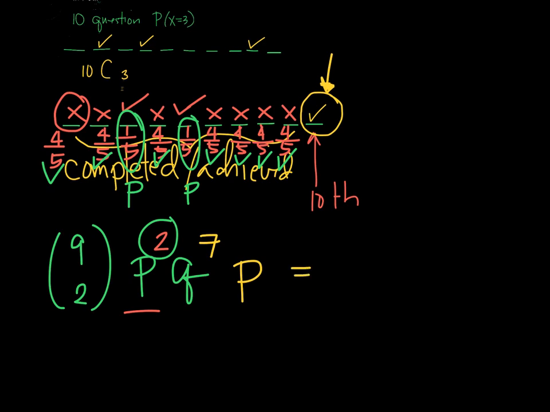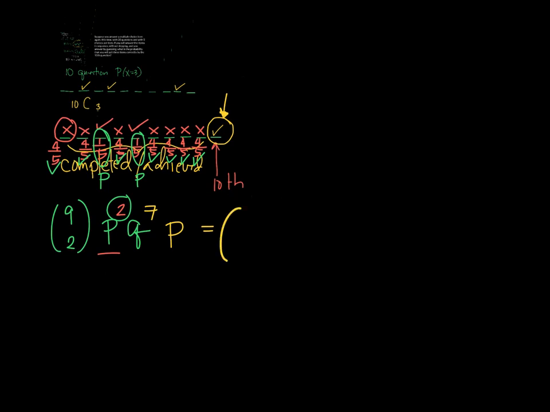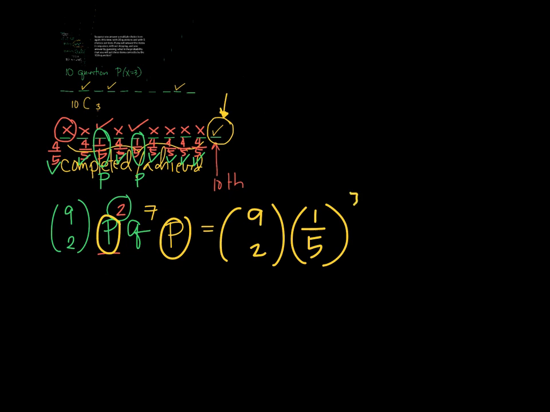And if you simplify this and input the corresponding probabilities, you have 9 taken 2. That's from 9 blanks, take 2 correct answers. And then p is 1 over 5 raised to, that's p squared and 1 more p, that's a p, so 1/5 raised to 3, and then times 4 over 5 raised to 7.